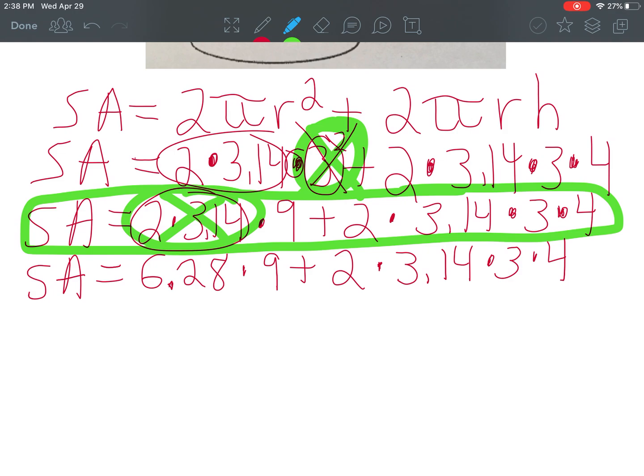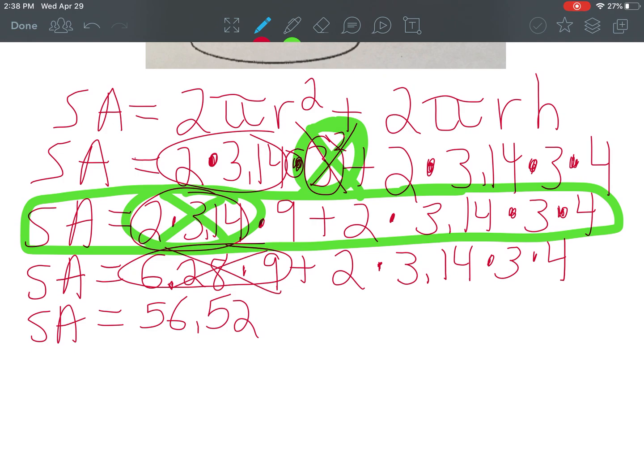Okay, so our next one, again, we have multiplication. So now on our calculator, you take your 6 and 28/100ths, and you multiply it by 9, and that gives us 56 and 52/100ths. So I put surface area equals 56 and 52/100ths. So I've completed this part right here. So that part's out of there.